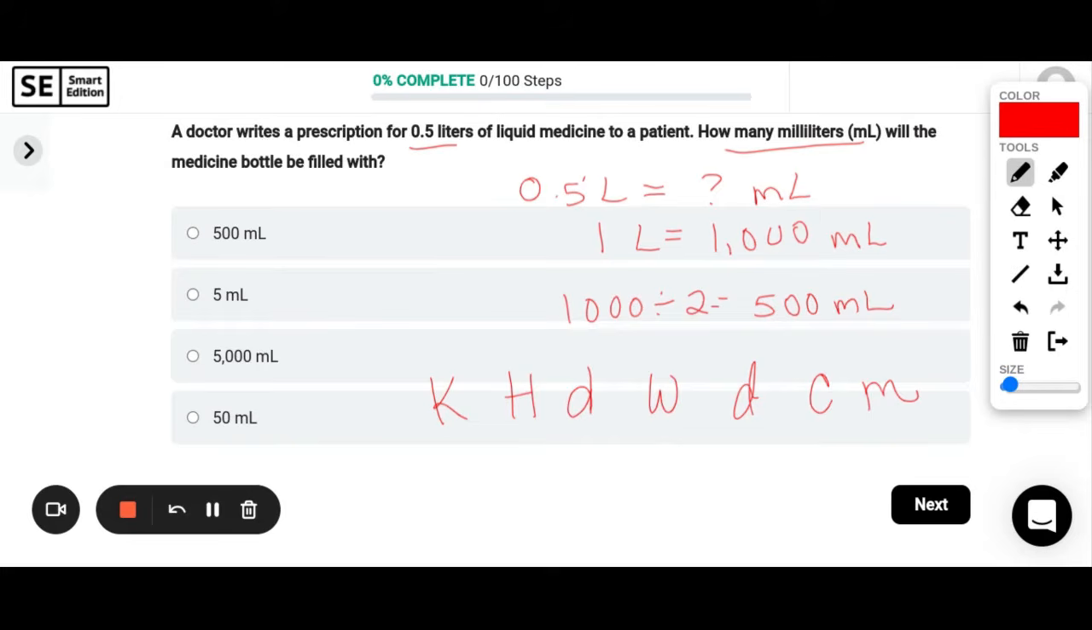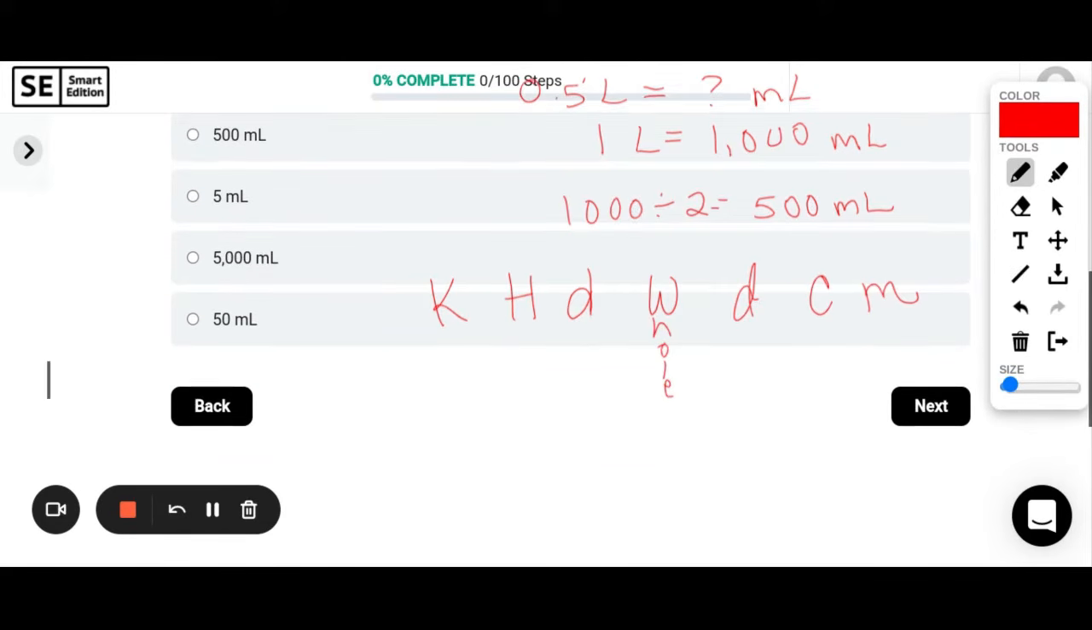Okay, so King Henry died while drinking chocolate milk. This helps me know how many times to move the decimal place, and that's kind of a quick way to find our answer here. So the W stands for the whole unit. So this works for liters. This works for grams. This works for meters, okay? I can use any of those.